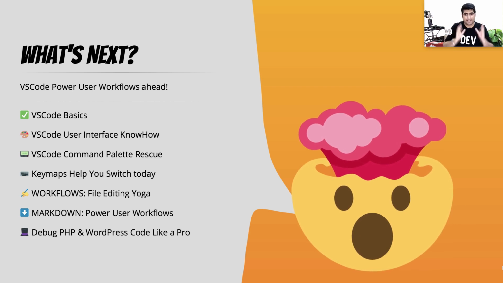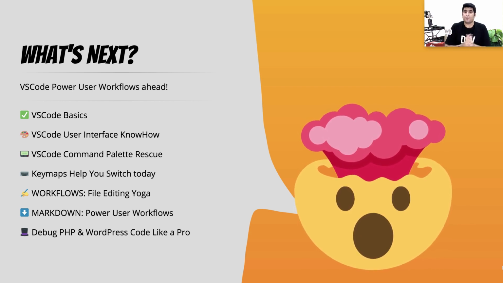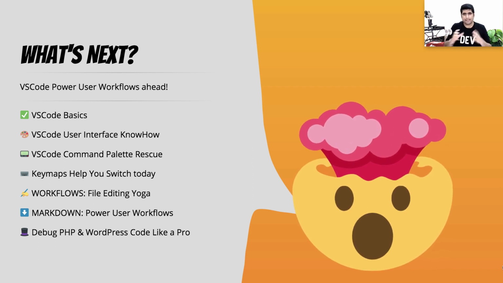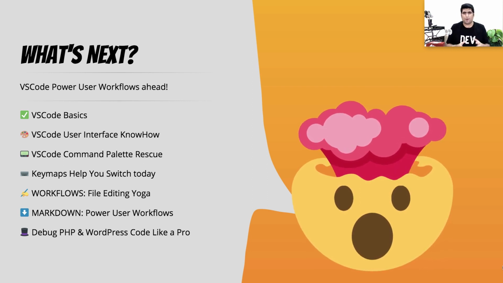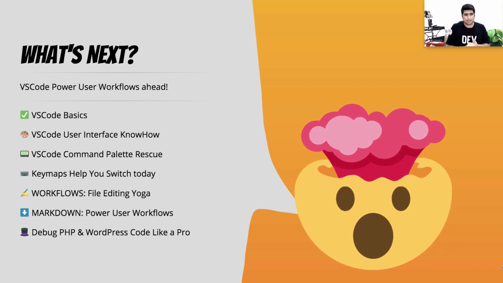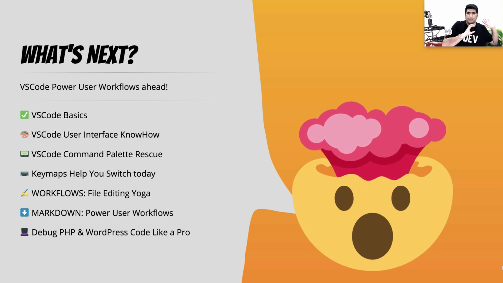Let's move on to the exciting part of this talk, VSCode Power User workflows ahead. So what I've done here is I have picked out 7 different videos from my VSCode.pro VSCode Power User course, and I've included them inside of this talk, and we are going to review all of that. I'm going to teach you some VS Code basics, some user interface know-how. We're going to play with the command palette, and I'm going to talk about key maps as well that can help you switch today and bring your own shortcuts or snippets from your own editor right inside of the VS Code editor.